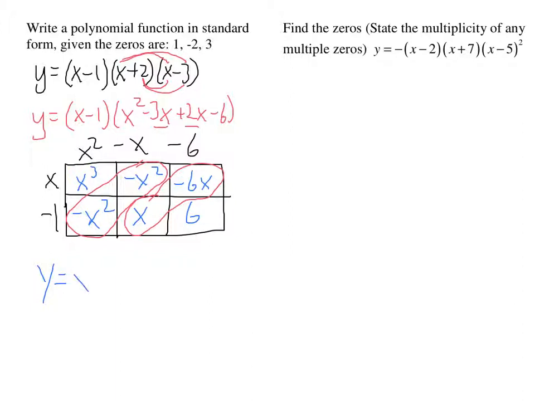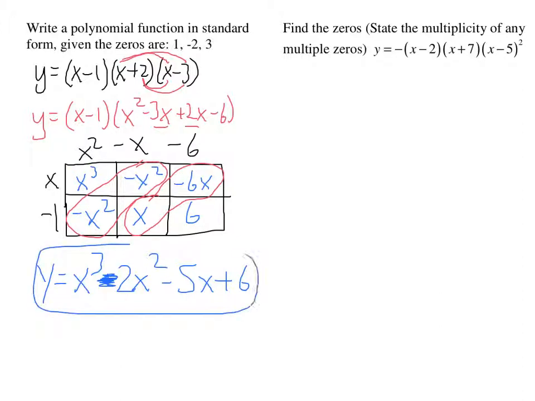The x cubed, so this is a third degree polynomial, I can see. Highest power is 3. When I combine negative x squared and negative x squared, that becomes negative 2x squared. And when I combine the x and the negative 6x, negative 5x, and that last little 6. There is my standard form. That right here is my factored form. That's my standard form. You can see it's a third degree polynomial.